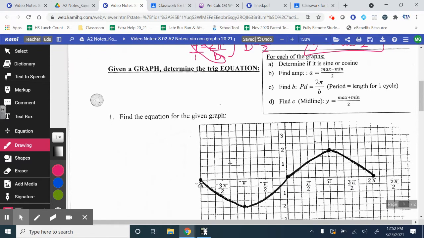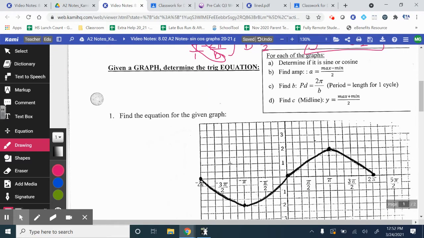Now we're going to look at a graph and figure out what its equation is. Here you might want to grab a highlighter or a colored pen or pencil to help you just trace the midline and make it pop. But before we do that, let's go over what we're going to be doing for each of these.